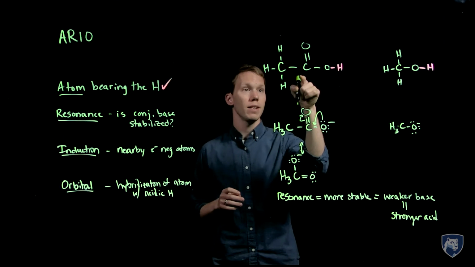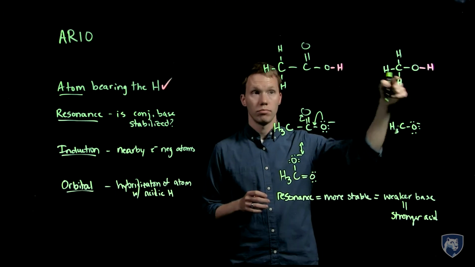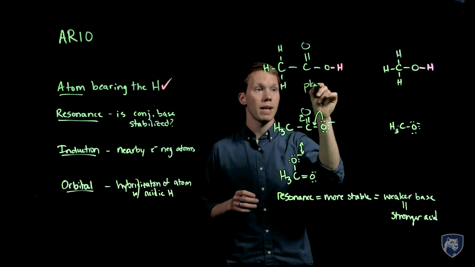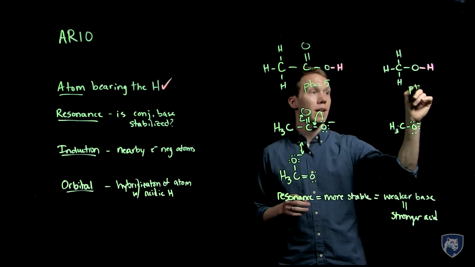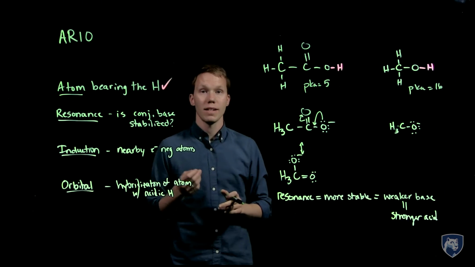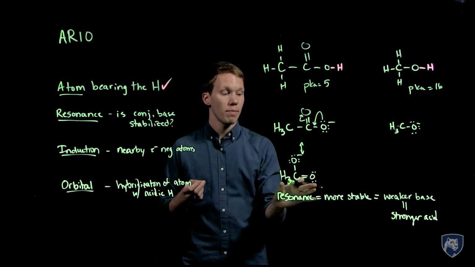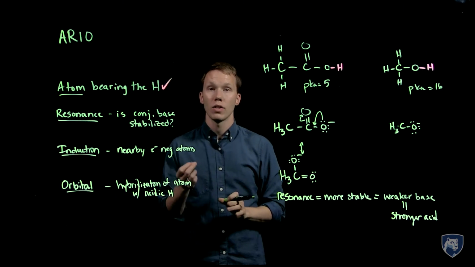So that means that this acetic acid is a stronger acid than methanol. And in fact, if we look up the pKa's, we find that the pKa is around 5 for acetic acid and the pKa is around 16 for methanol. So if resonance is present, it stabilizes the conjugate base, making it weaker, and therefore my acid is stronger.